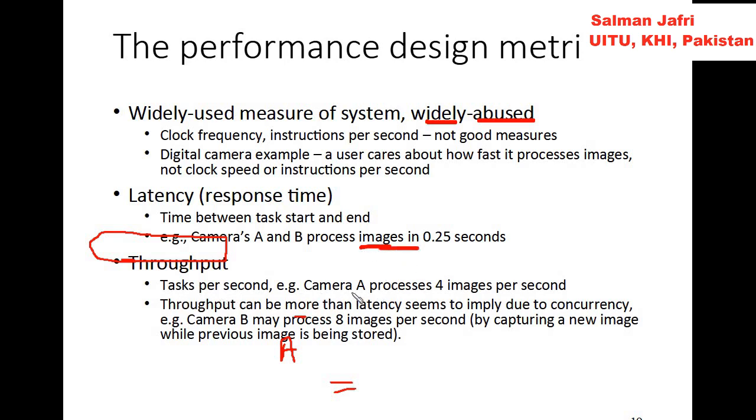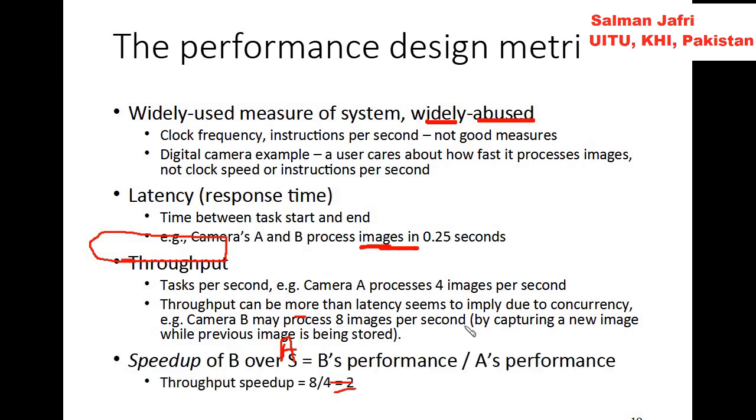Throughput, tasks per second. Let's say camera A processes 4 images per second and camera B may process 8 images per second. So what would be the speedup of camera B's performance as compared to camera A's performance? It would be 8 divided by 4, twice.